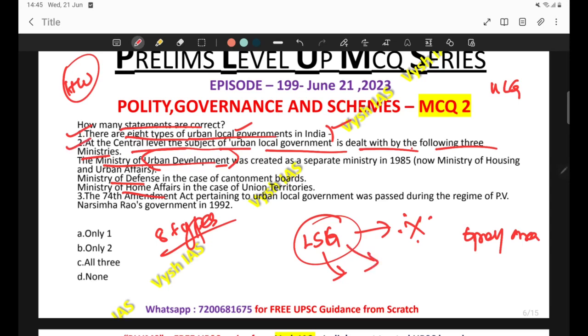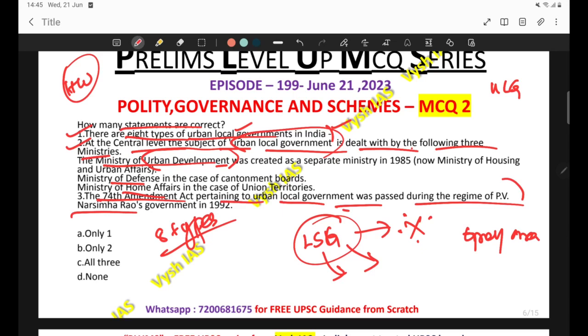So here the second statement is also correct. These 3 ministries are involved in the subject of local government in urban areas at the central level. So the second is correct. Then the 74th Amendment. Again, amendment-based questions are important. The 74th Amendment Act pertaining to urban local government was passed during the regime of the P.V. Narasimha Rao government in 1992.